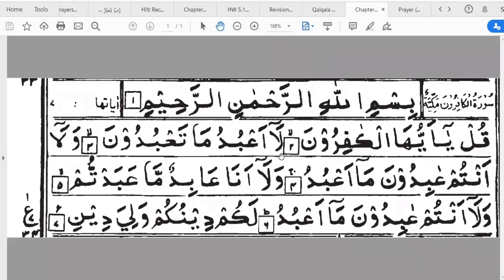Bismillahirrahmanirrahim. Would you like to say A'udhu billah with me? A'udhu billah minash shaitanir rajim. Bismillahirrahmanirrahim. Ar-Rahman, Ar-Rahim.